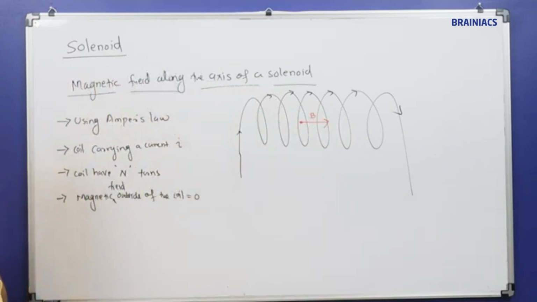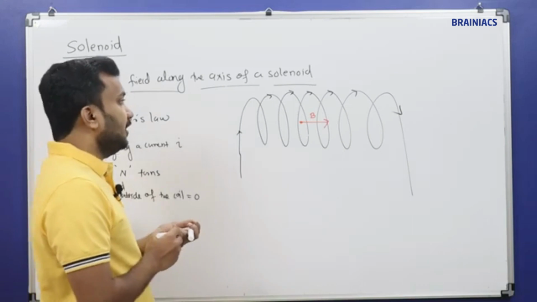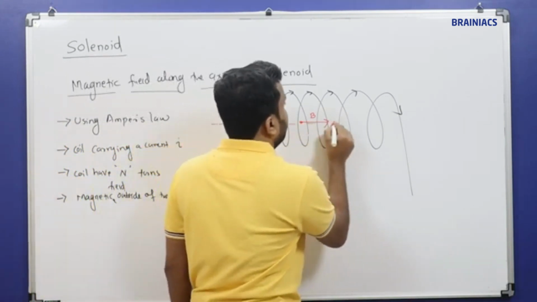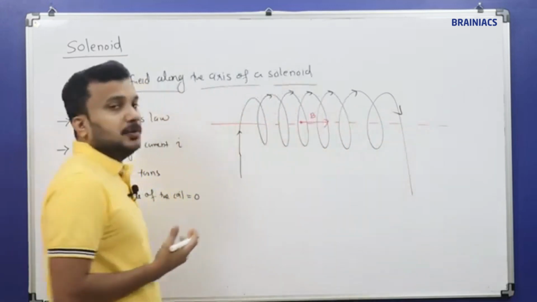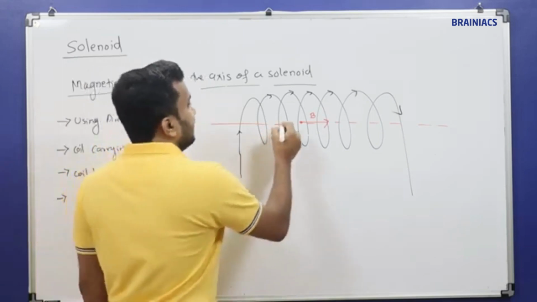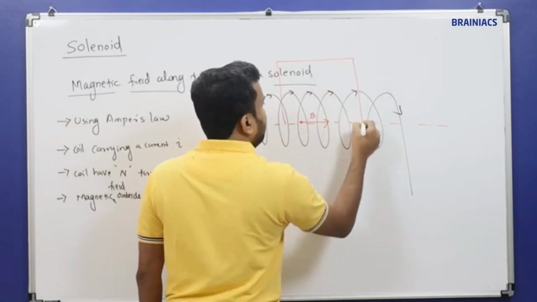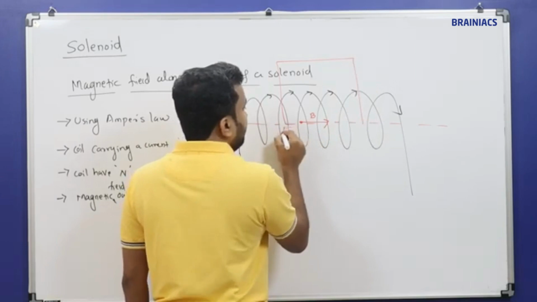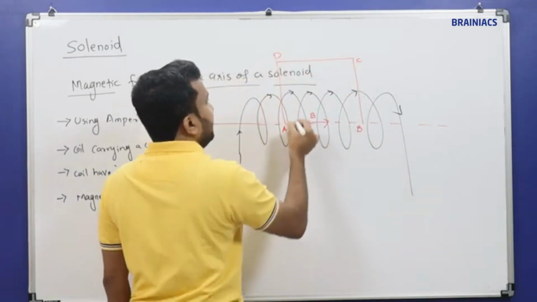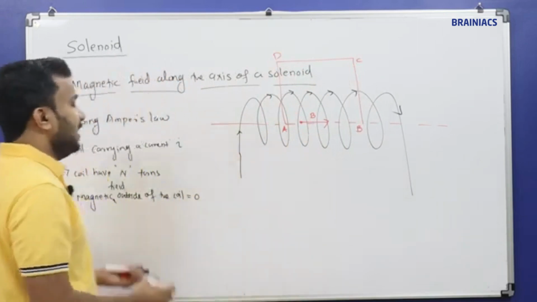Now to find the magnetic field intensity using Ampere's law, what do we require? We require an Amperian loop. This is the central axis, so by including the central axis, we need to have an Amperian loop. Let's consider an Amperian loop like this. I am naming it A, B, C, D, A. So my Amperian loop is ABCDA.